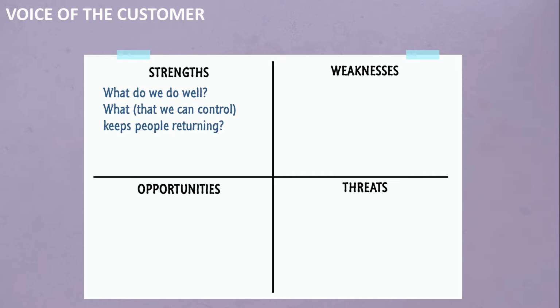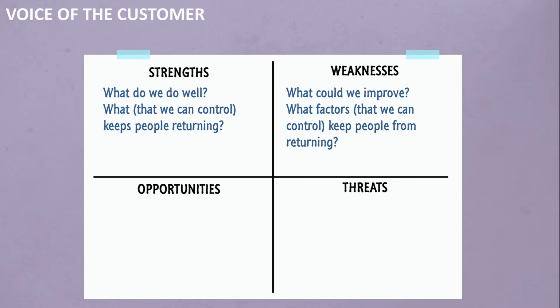Look at your scores. What are your strengths? This is where we can write what we are doing well and what things that we can control keep people returning to our relay event. Strengths could include good team captain mentoring, with all teams raising lots of money. Look at your scores. What are your weaknesses? In weaknesses, we write about what we could improve and what factors within our control keep people from returning to our relay event. Weaknesses could include poor entertainment scores.